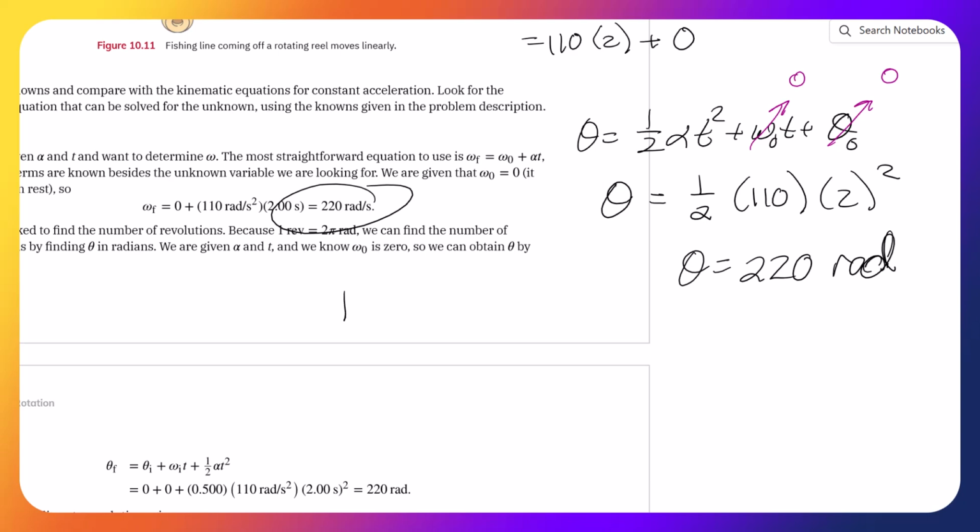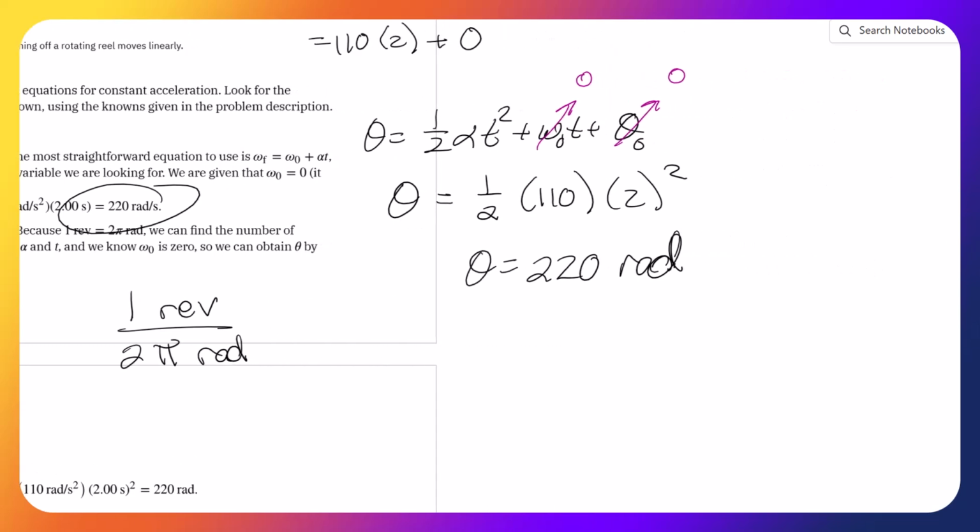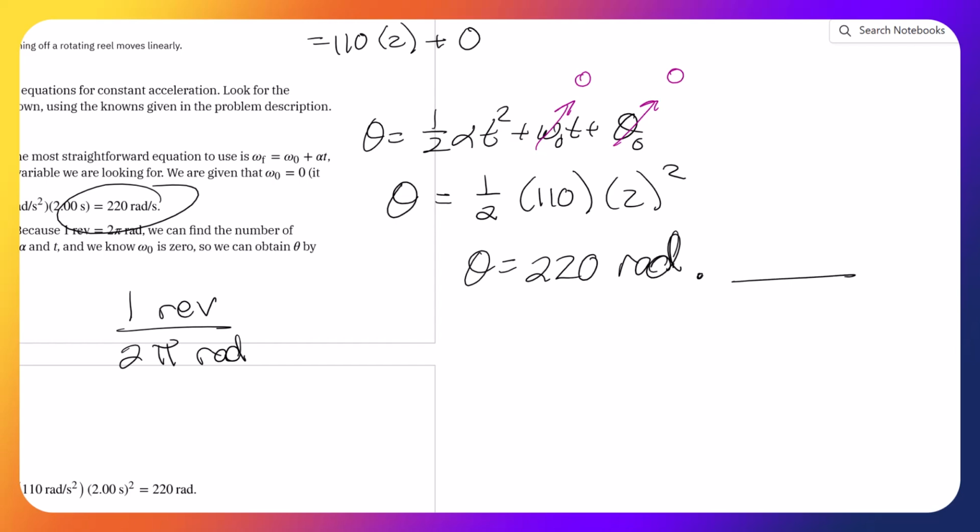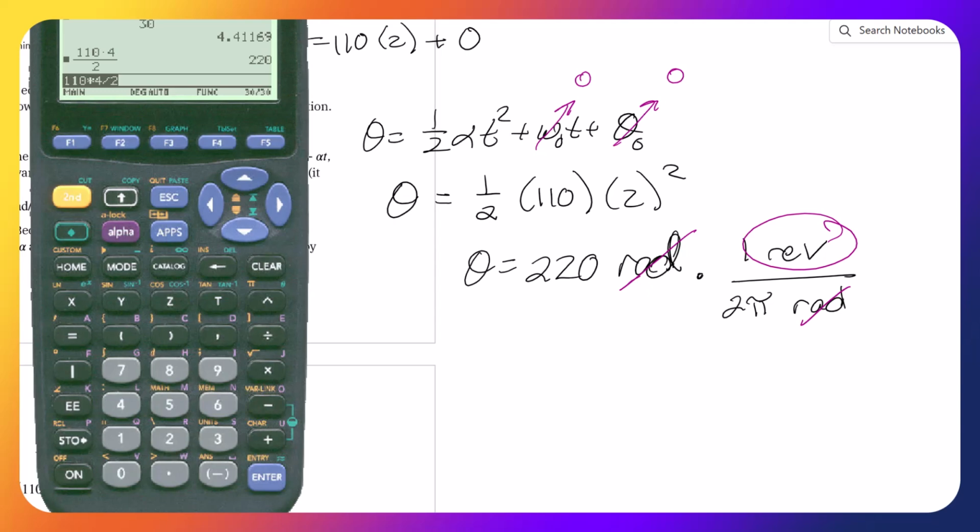And you know that 1 revolution is 2 pi radians. So there's other ways to do it, but I like to learn one way and never learn anything else in my life. That's been always my big goal. So I just treat it like a unit conversion. So I'm going to cancel out the radians, and I end up with revolutions on the top. So 220 over 2 pi, and what I do is I forget to put the 2 pi in parentheses, and then I get the answer wrong.